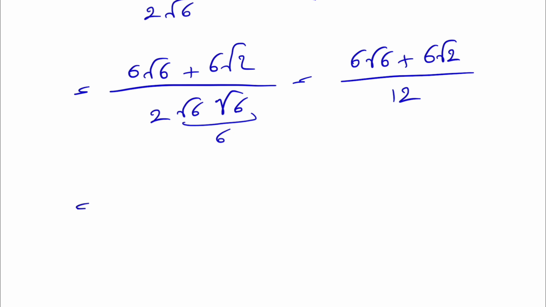So now if we divide that, we'll have the square root of 6 divided by 12, which is 2, plus the square root of 2, again divided by 2 with 2. And that would be all for this question.